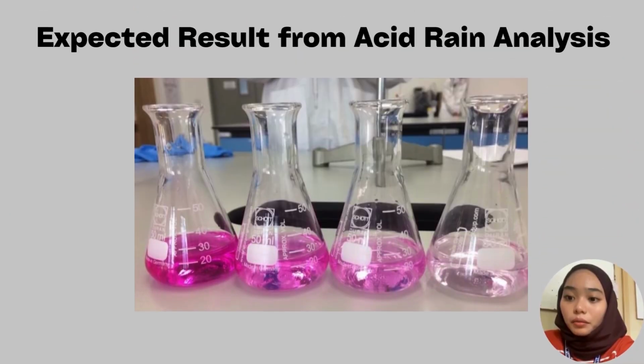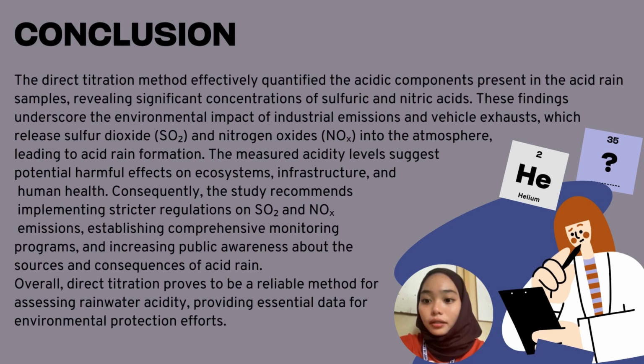Expected result from acid rain analysis. In this experiment, we use phenolphthalein as the indicator, and from the right we can see it is less acidic than the left one. Conclusion: the direct titration method effectively quantified the acidic components present in the acid rain samples, revealing significant concentrations of sulfuric and nitric acids.